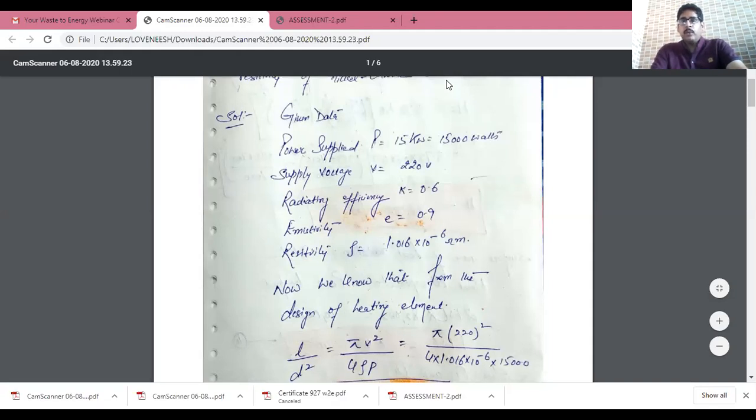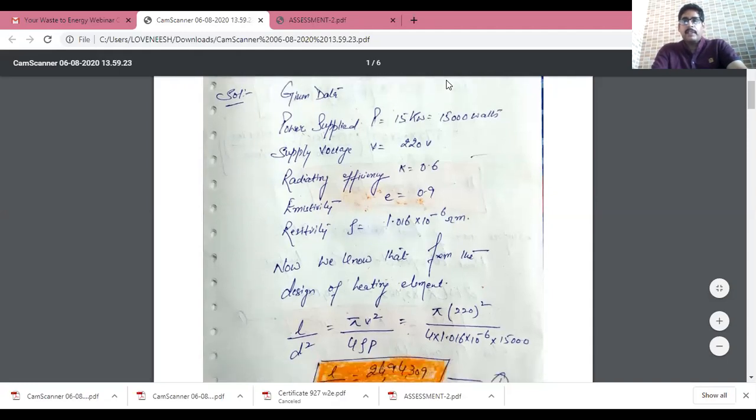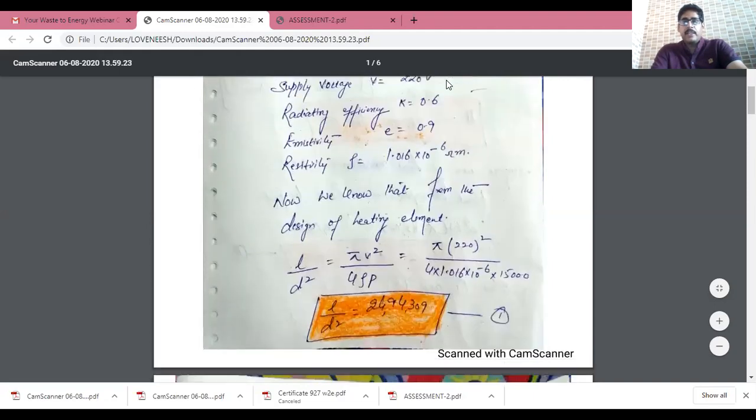So we know that for designing of the heating element, we have a formula: L upon D square is equal to pi V square upon 4 into resistivity into power. Based upon that, I can substitute the values: pi 3.14, voltage 220 whole square upon 4 into resistivity into power. So you get the value of L by D square equal to 24,94,309, and call it equation number 1.